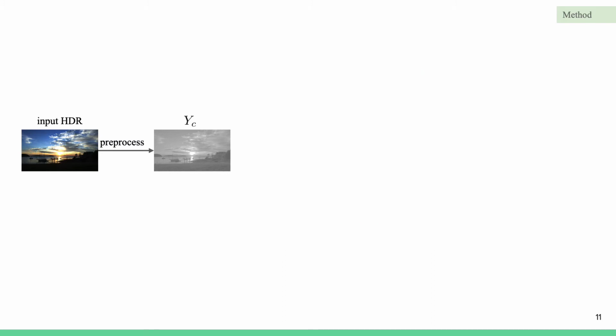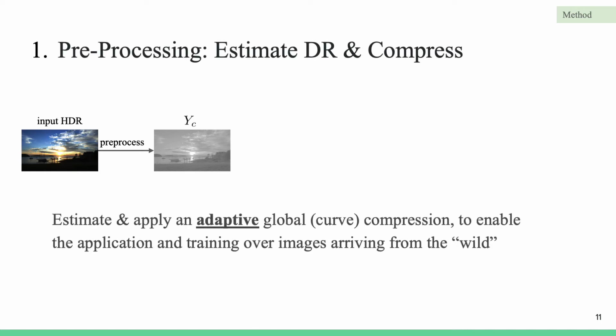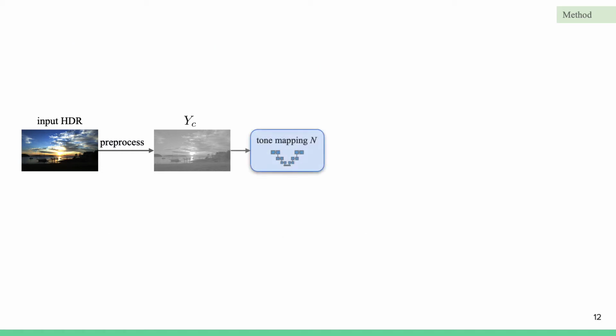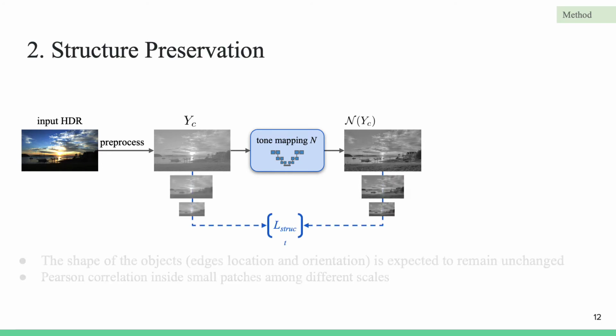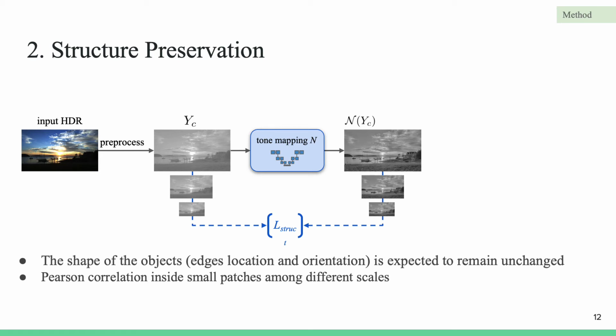Given the input HDR image, the first stage is pre-processing. We estimate and apply an adaptive global curve compression to enable application and training over images arriving from the wild. The latter is fed to the tone mapping network N, as well as used to define the structure preservation loss. This loss is meant to keep the content of the input image unchanged, as well as to avoid mode collapsing during training. We derive this measure based on the Pearson correlation inside small image patches among different scales of the two images.